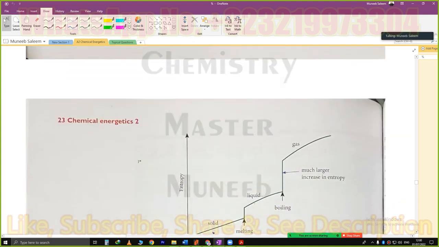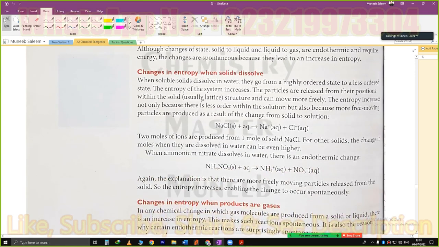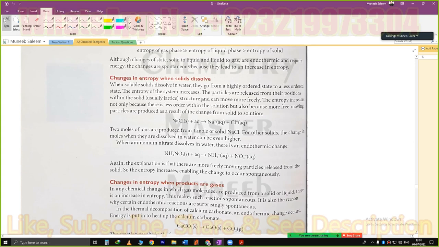So we'll continue this in our next class, and we'll consider all the points to determine the entropy. Meanwhile, try to attempt the questions. I will make a new worksheet for entropy and our next topic, Gibbs free energy. I will include questions for these two topics.